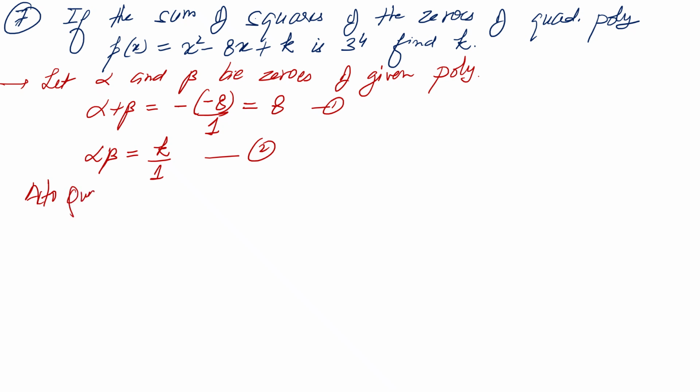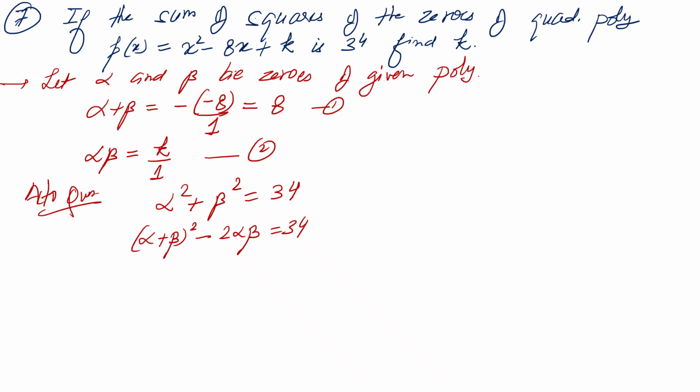OK, so now according to question, what is provided to you? Alpha square plus beta square, बोला है sum of squares of zeros is equal to 34। ठीक है जी। अब मैंने बताया था कि whenever you get alpha square plus beta square you have to use the identity, so this can be written as alpha plus beta raised to power 2 minus 2 alpha beta, right, equals to 34. So you are provided alpha plus beta as 8 raised to power 2, minus 2 times alpha into beta, which is k. So this is equal to 34.